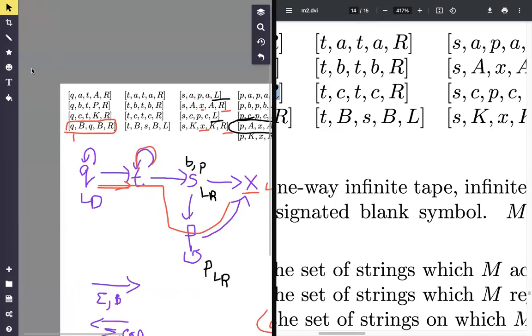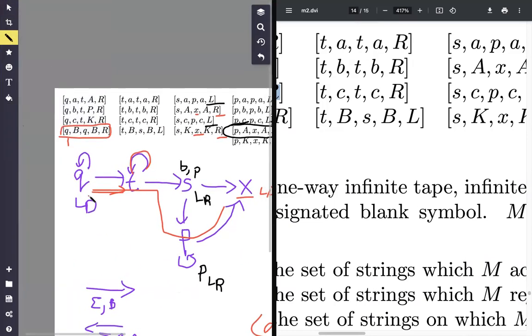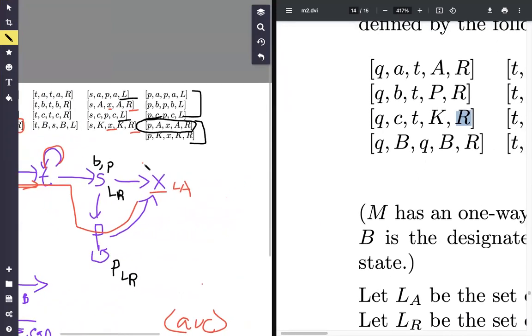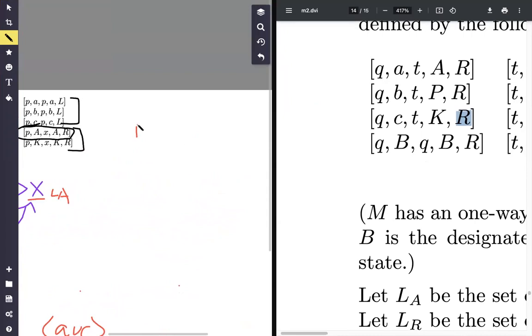Okay, so now let's do that. We know how Q looks. Q is just going to be some capital letter. We don't know if it matters, so let's write that down. It's an A or B or C, some capital letter. And we're in state Q. We saw some letter A or B or C. We turned it to a capital letter. And then we moved right and we went to state T.